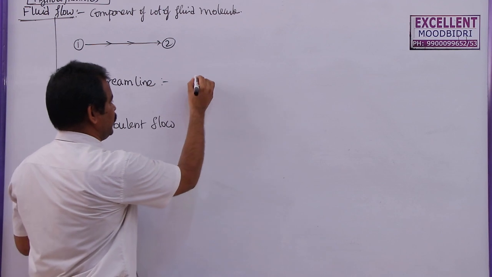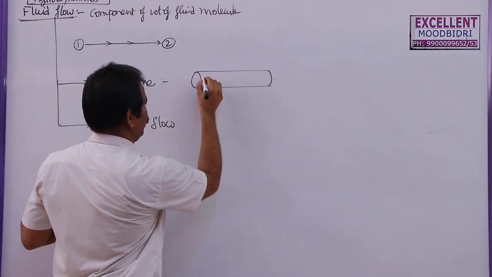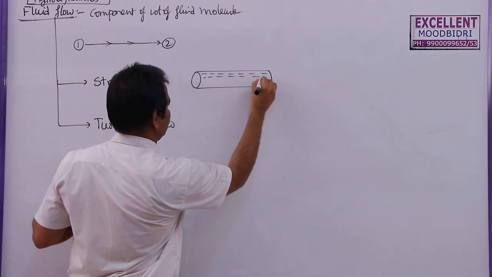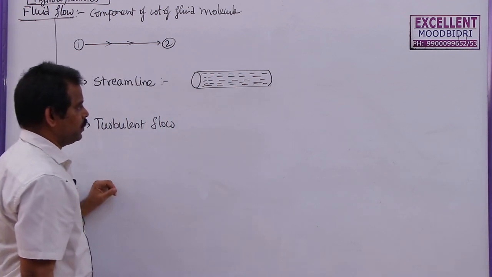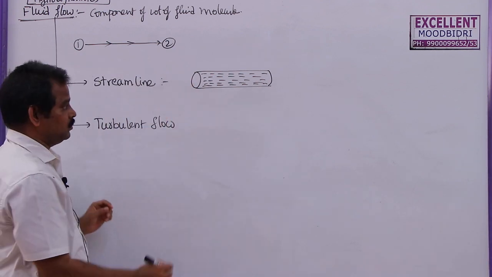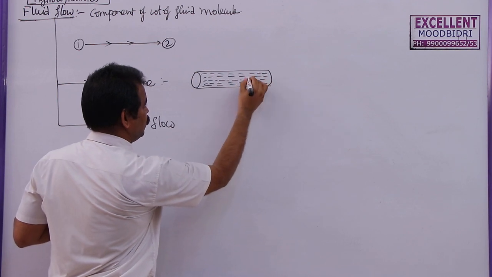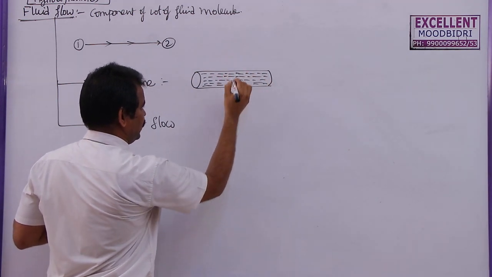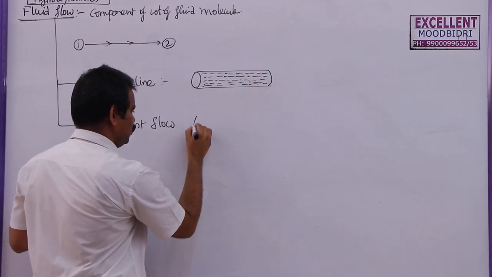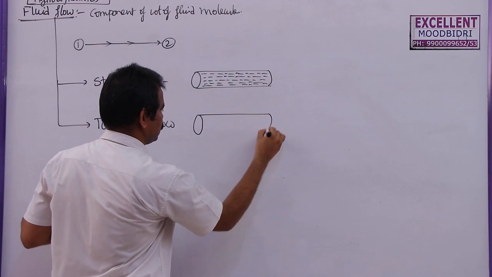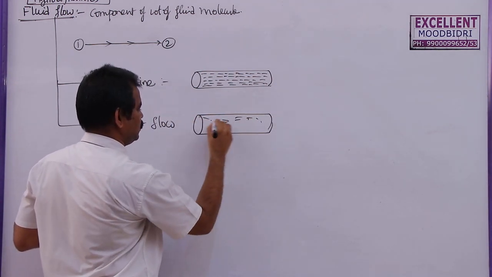Streamline flow. Now let me take a pipe here. This is the pipe and the fluid is flowing in this direction. These are the fluid molecules, flowing like this. Here if you observe, they have an ordered arrangement as well as they are moving in straight lines. The fluid is flowing along a straight line. Now you take one more pipe. Here the fluid is flowing like this.